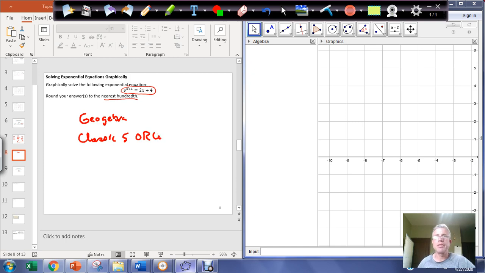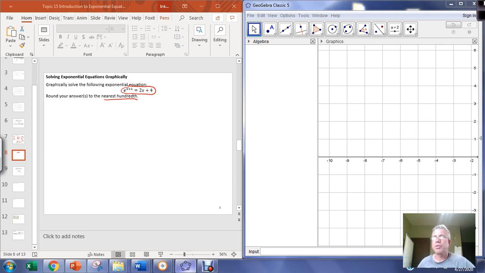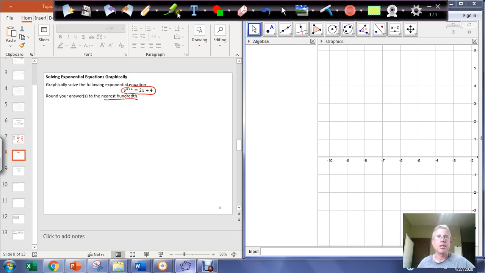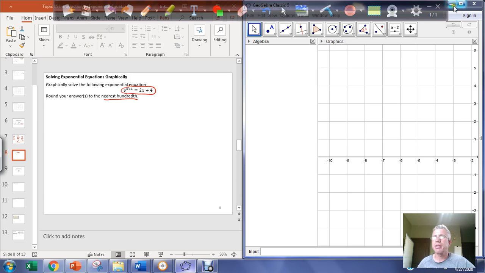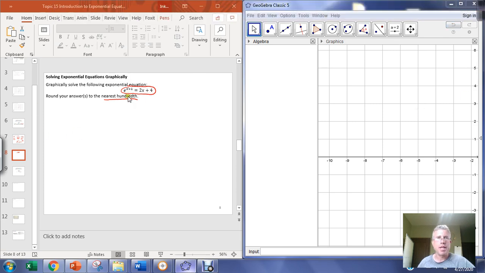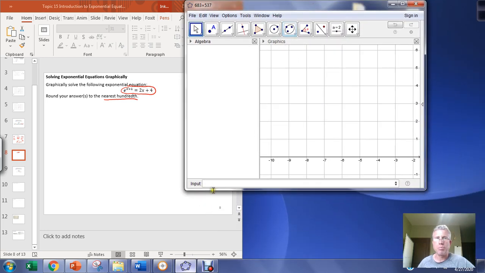So the idea here is I'm just going to graph the equation. In GeoGebra, I'm going to take e to the x plus 1, and type it into the input bar down here. So I'm going to do e, and then we're going to use the little caret button, and then I need to put the exponent in parentheses. The x plus 1, which is the exponent, needs to go into parentheses, and I just hit enter.